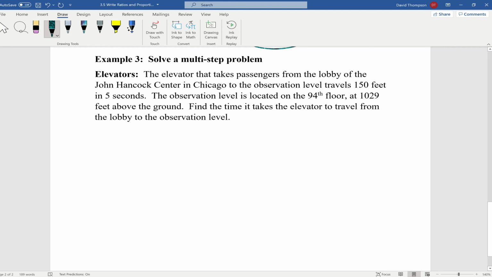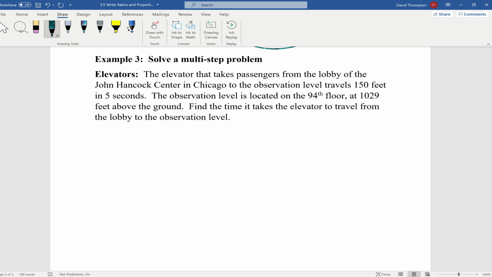The elevators that take passengers from the lobby of the John Hancock Center in Chicago to the observation level travel 150 feet in 5 seconds. The observation level is located on the 94th floor at 1,029 feet above the ground. Find the time it takes the elevator to travel from the lobby to the observation level.